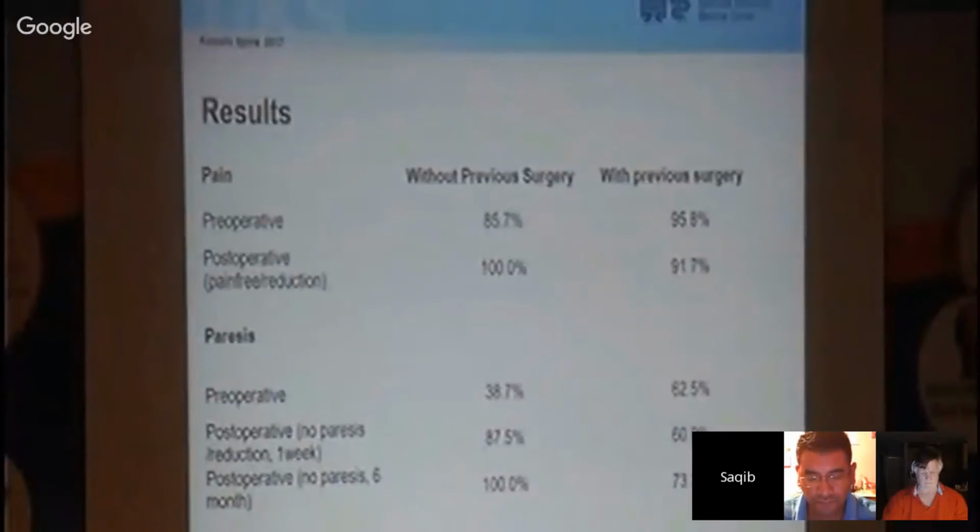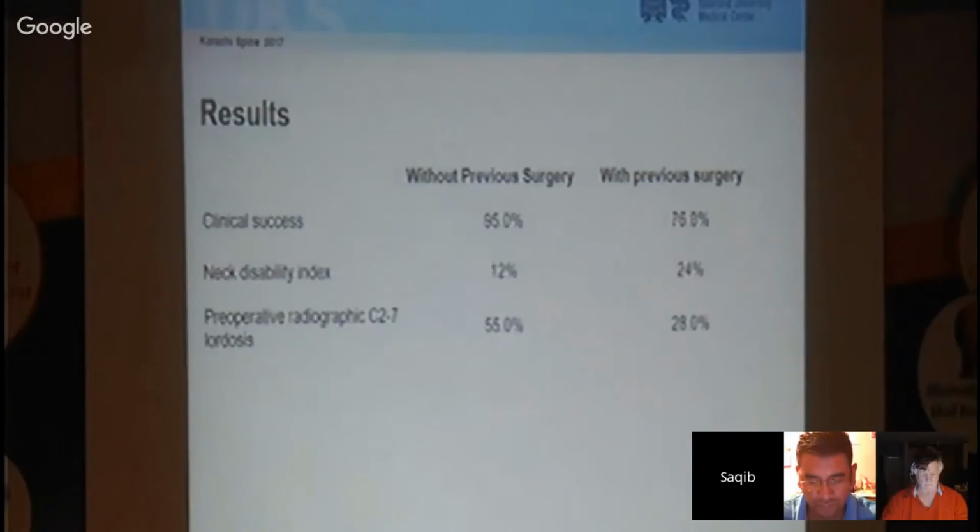And these are the results with the pain reduction. You see, it's a very, very satisfactory procedure. Those patients have clear radicular symptoms and bony stenosis in the cervical spine. They do very, very well, really. So it's almost 100% without previous surgery, 90% post-operative significant pain reduction with previous surgery. And you see paresis, there was a 100% recovery rate without previous surgery, 75 or 73% in patients with previous surgery. A little bit less successful in patients who had already had several procedures in the cervical spine, which is, I think, easy to understand. And the clinical success rate is 95%, the neck disability index very low. So I think it's a very, very successful procedure.